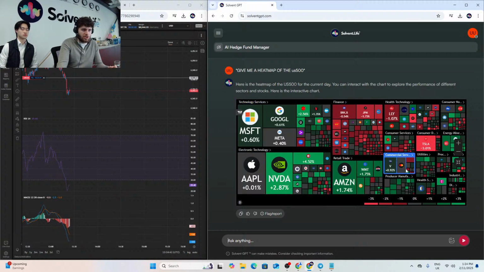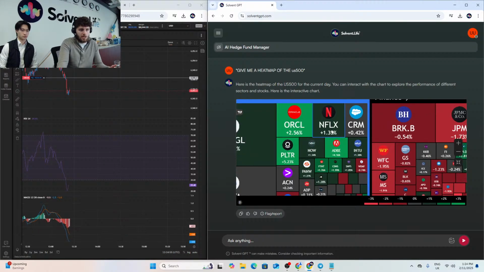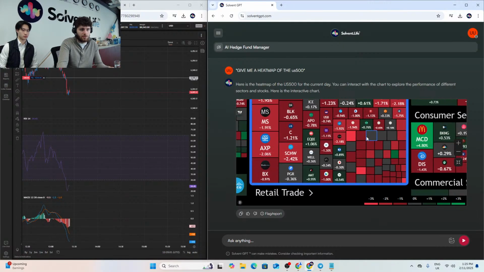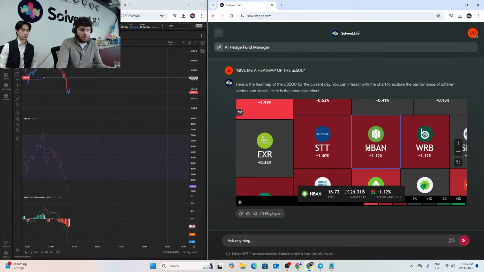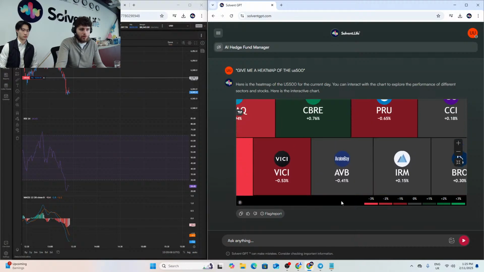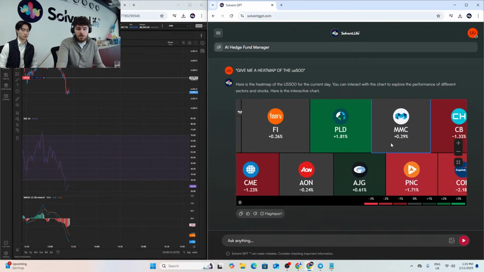Now, as well as each sector, it will show us in real time every single company that makes up the respective sector. So we can zoom in, we can take a look at perhaps technology services. We have Oracle up around 2.5%, Netflix around 1.3%, Adobe up 4%. We can scroll into something like finance if we were to go very, very small. HBAN, not a company I'm too familiar with, down 1.12, whereas PLD is up 1.81.